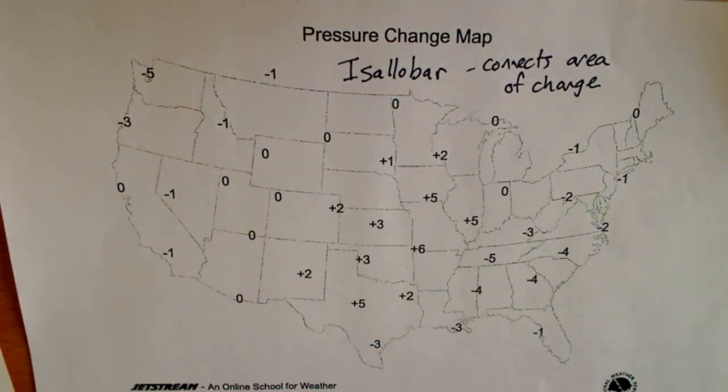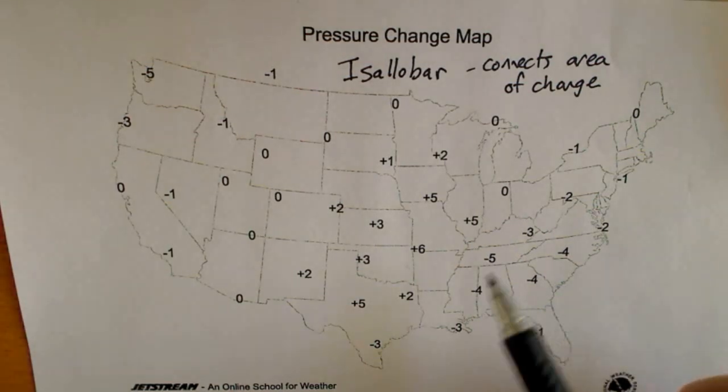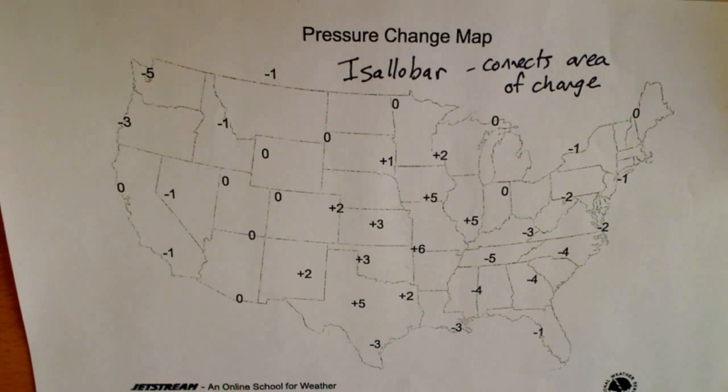So these lines that we're going to be drawing are called isobars. Sounds like salad bars, but no, it's isobars, and that's connecting the areas of change. So we're looking at how much the pressure has actually changed. Before there were numbers like 10, 16, 10, 12. So how many points up or down has it moved?